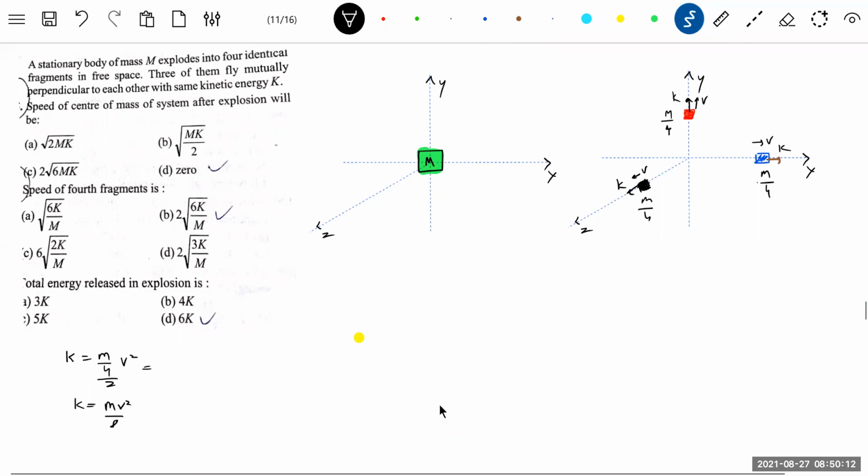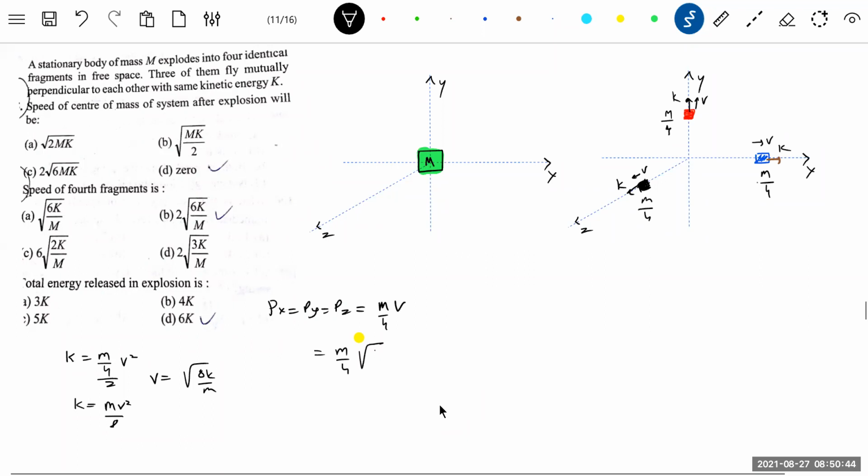Then I wanted the momentum of the individual particle. We'll check it. Like an expression for V. V is what? Root of 8k by m. So what is the momentum of the individual particle? Px should be equal to m by 4 into V. This should also be equal to Px equal to Py equal to P, only magnitudes. The mass of each fragment is m by 4 and the speed is V.